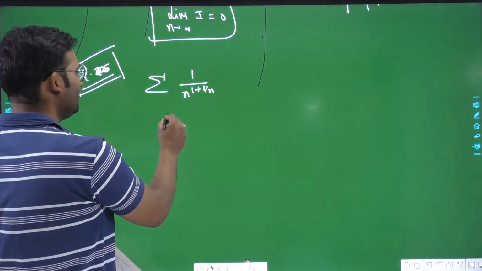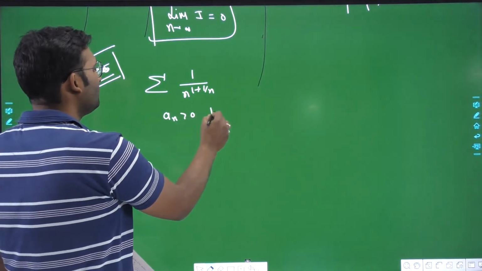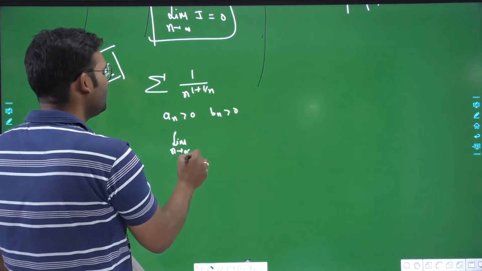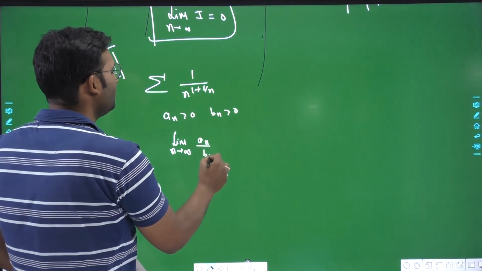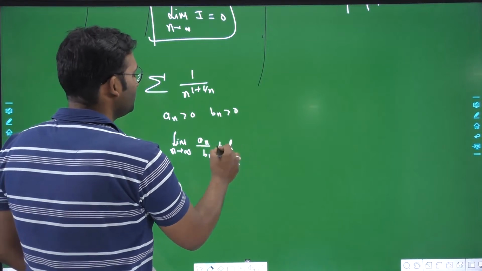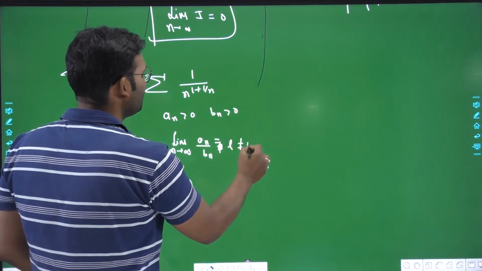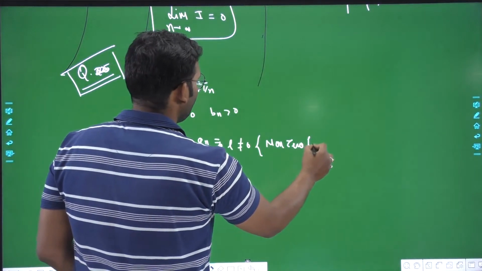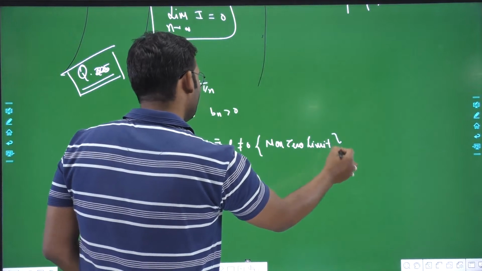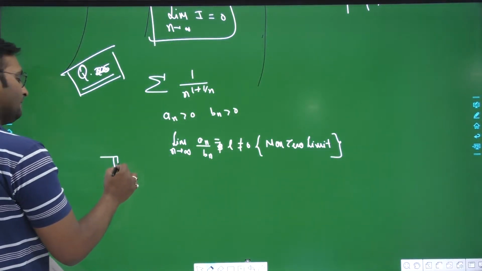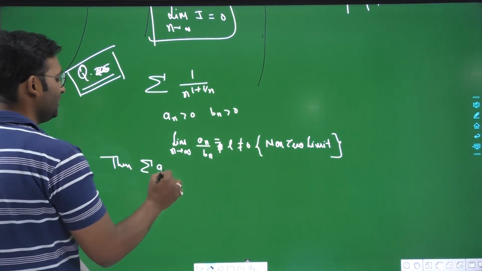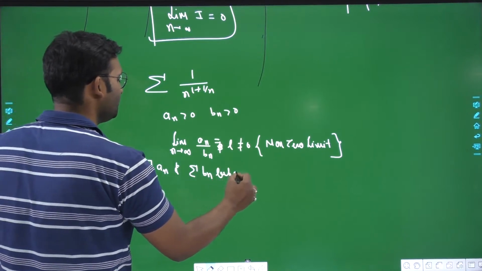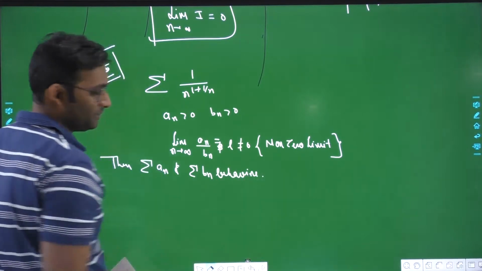So what happens if an and bn are given to be greater than 0, and if the limit as n tends to infinity of an upon bn is equal to L, and L is a non-zero limit? Then summation an and summation bn behave alike. This is a theorem, sometimes called the limit comparison test.